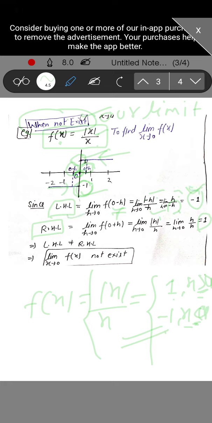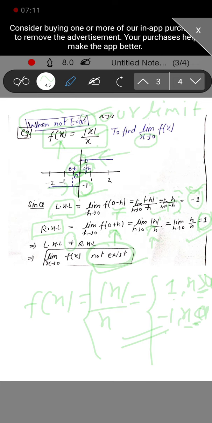Similarly, on the right hand side, here we have 0 plus h. So in place of x, in this case, we have plus h. Put plus h here and also h here. So when you divide, we get plus 1 here. So the limit on the right hand side is 1. You can observe here left and right limits are not equal. And as I told you previously, when these two are not equal, we say the limit does not exist. That's why in this example, the limit of f(x) as x tends to 0 does not exist, because the left and right limits are not equal.